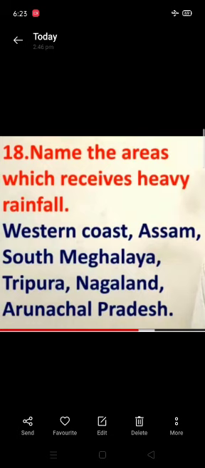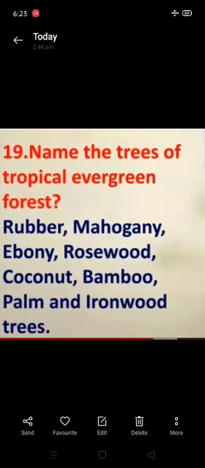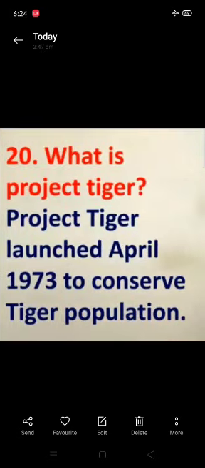Name the areas which receive heavy rainfall. Western coast, Assam, South Meghalaya, Tripura, Nagaland, Arunachal Pradesh. Name the trees of tropical evergreen forest: rubber, mahogany, ebony, rosewood, coconut, bamboo, palm, and ironwood trees.